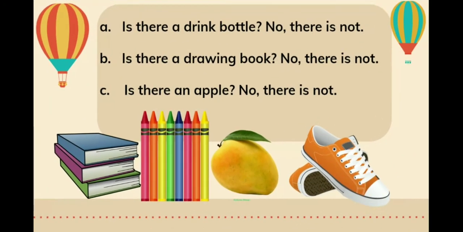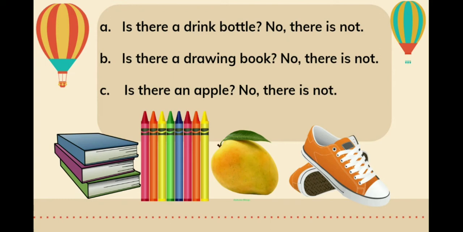Now look at the other example here. "Is there a drink bottle?" You have to check on the picture. Is there a drink bottle or not? "Oh no, miss." So we have to say, "No, there is not." We have to use "is" because the object here is only one, a drink bottle. So we have to say, "No, there is not," because there is no drink bottle in the picture.